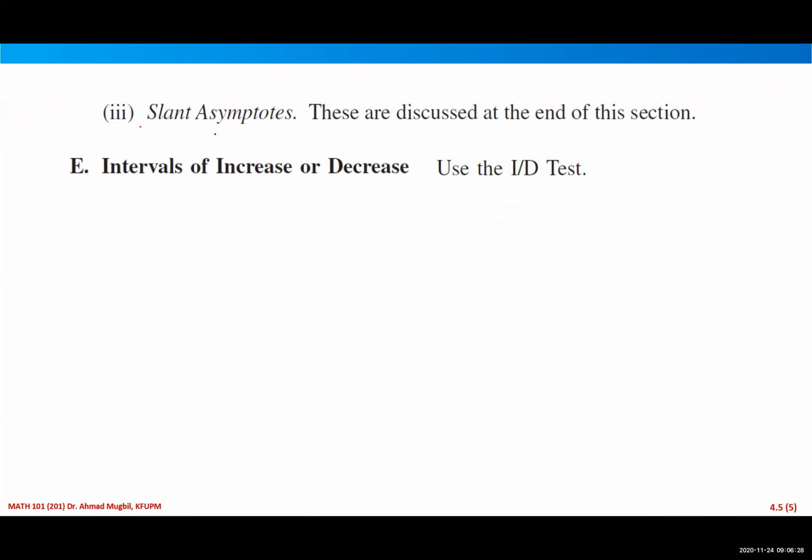The slant asymptotes. This is the main part of this section, guys. How to find the slant asymptotes or the oblique asymptotes. I have noticed that all the old exam questions are about this, because for sketching the graphs and increasing, decreasing, and so on, we have done them before in the previous sections.